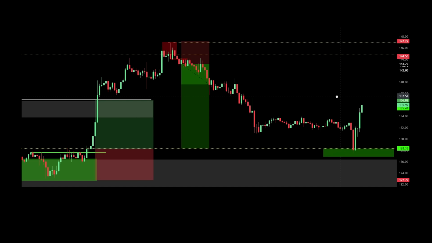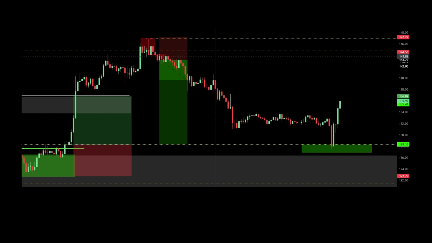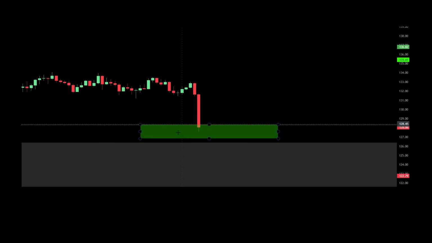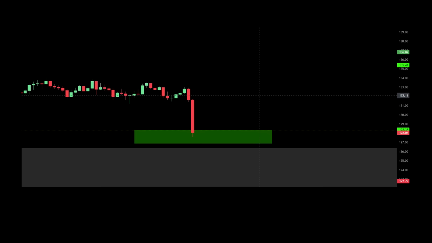Boom. Took a little bit longer, but it just shows you how price loves to travel from liquidity to liquidity. Now we can see price has tapped into the weekly low again. So now we're looking for another setup, but we don't simply enter right now. We want to wait for confirmation.